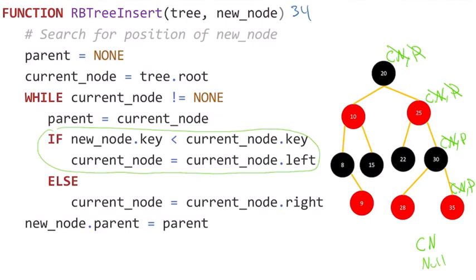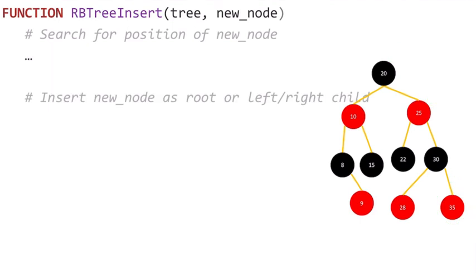So current node's no longer there, but parent is still there. So we're going to set the new node's parent equal to whatever the parent is that we got from that loop, which is correct. Okay, so we've searched for the position, and we know our new node 34 is going to end up being here, and we've actually already wired this part up. The node has a pointer back to its parent.